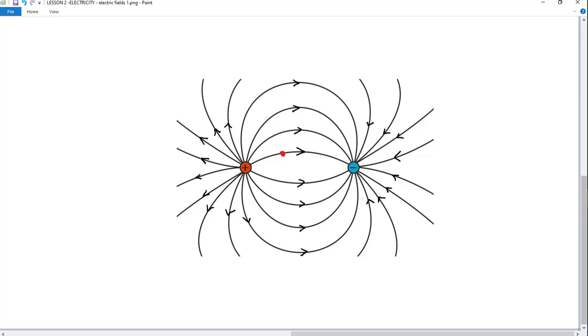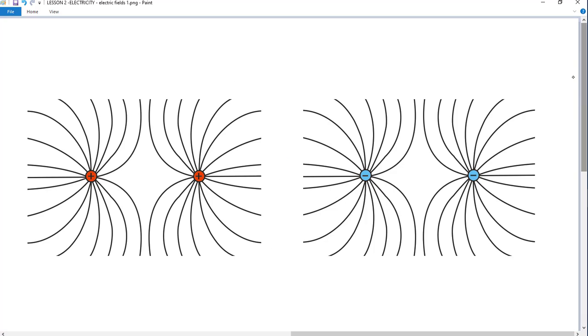Okay, and in the case where we've got like charges, the field lines will interact in this way. Here we've got two positive charges which are near to each other, and here we've got two negative point charges which are near to each other. Again, you can see in these cases that the field lines interact with each other in a way that they sort of repel each other. So rather than getting an intensification of the field between the charges, the field is weakened between these two charges. All right, likewise with the negative charges.